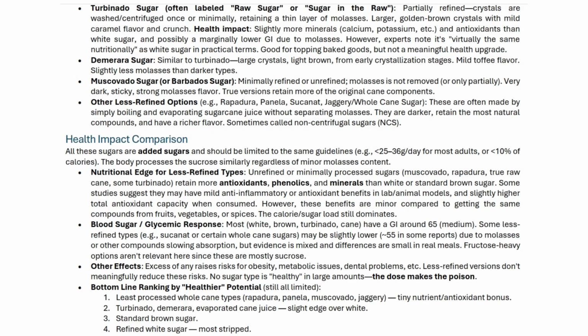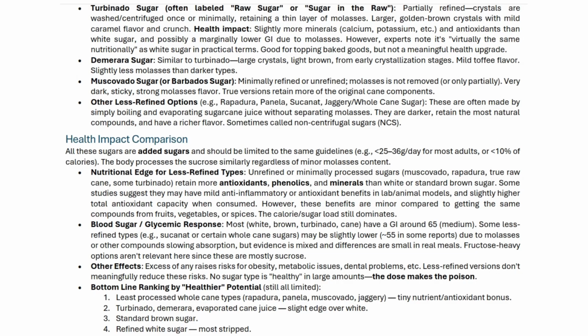Fructose-heavy sugars are not relevant in this discussion, as the focus is primarily on sucrose. The text also notes that excessive consumption of any sugar type increases the risk of obesity, metabolic issues, and dental problems, with less refined sugars not significantly mitigating these risks. Ultimately, no sugar type can be considered healthy in large quantities, underscoring the principle that the dose determines toxicity.